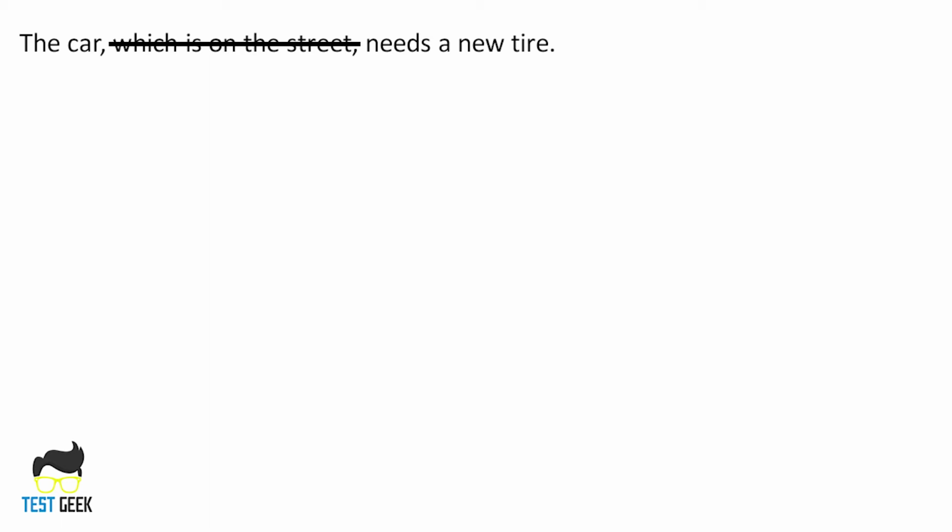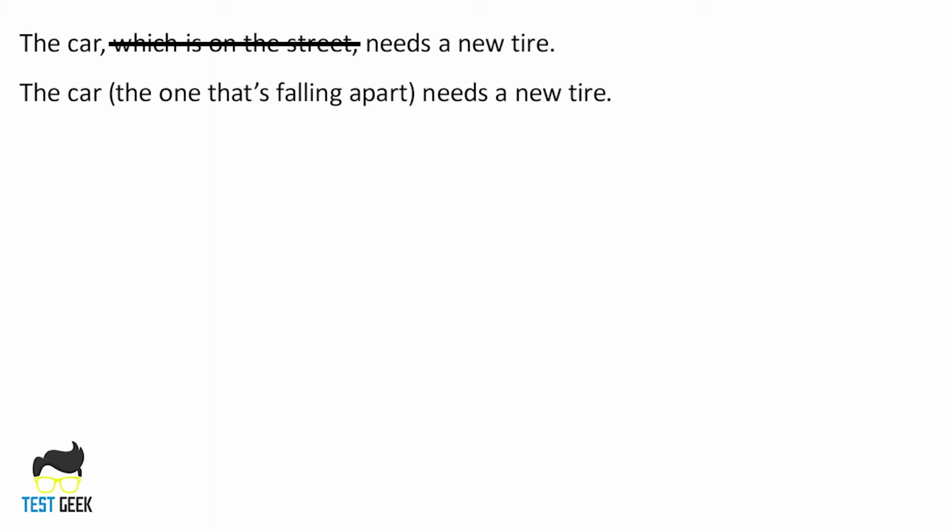Let's take a look at this next one. So here we have parentheses. The car, the one that's falling apart, needs a new tire. So again, non-essential information. It's a different type of information here, and the subtlety is not necessarily tested on the SAT, but I just wanted to point out that we wouldn't use commas here. Parentheses are most appropriate, but the same thing applies, that this is additional information. It's dependent. It's not a standalone sentence. We can take it out and we can still have an adequate sentence. The car needs a new tire.